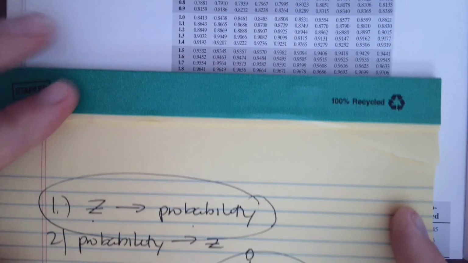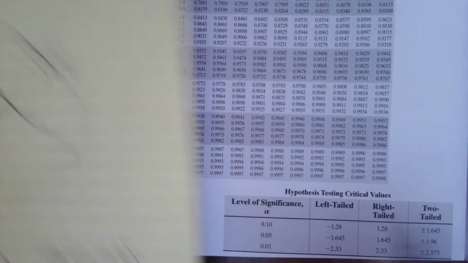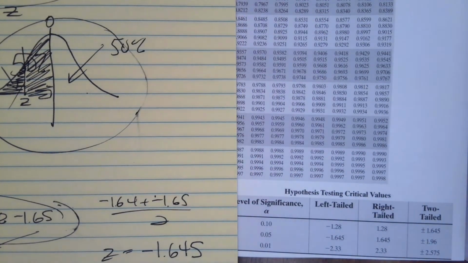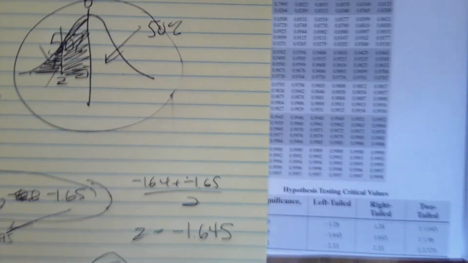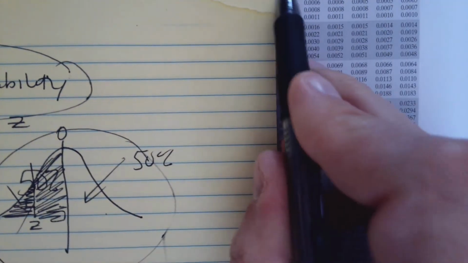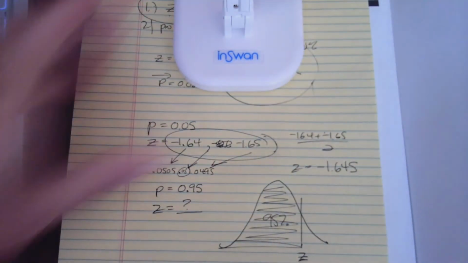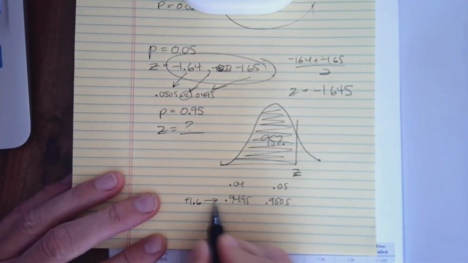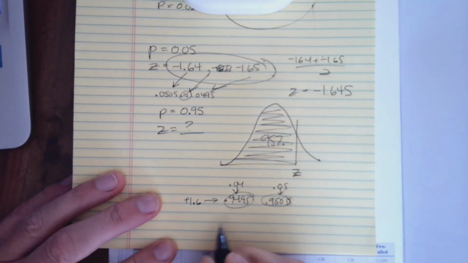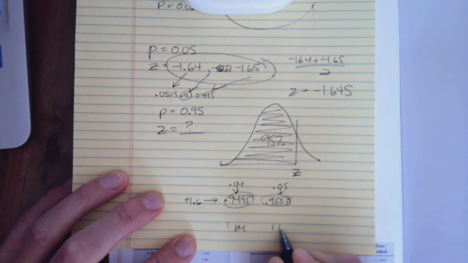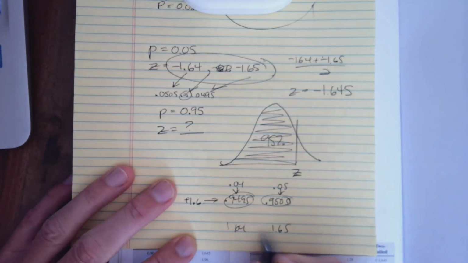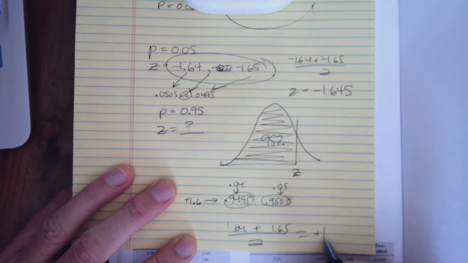So in the table I find 0.9495 and 0.9505. These are in the row of positive 1.6. So over here I see plus 1.6, and those are in the columns with 0.04 and 0.05. So this is the row, and these are the columns where I'm finding these two values. This corresponds to 1.64 and 1.65, and I'll take the average of those, add them together and divide by 2, and I get positive 1.645.